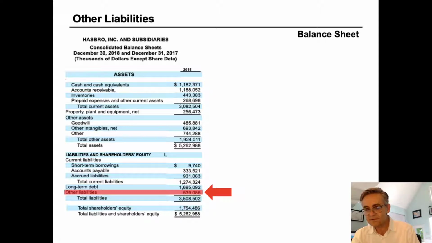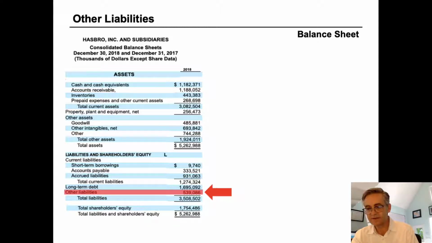And in notes to the financial statements, Hasbro explains that this is primarily income tax liabilities, pension obligations, and some amounts that are owed on foreign exchange contracts. There's also an obligation related to a joint venture that the company has with the Discovery Network. So that gets us to the total liabilities of $3.5 billion.